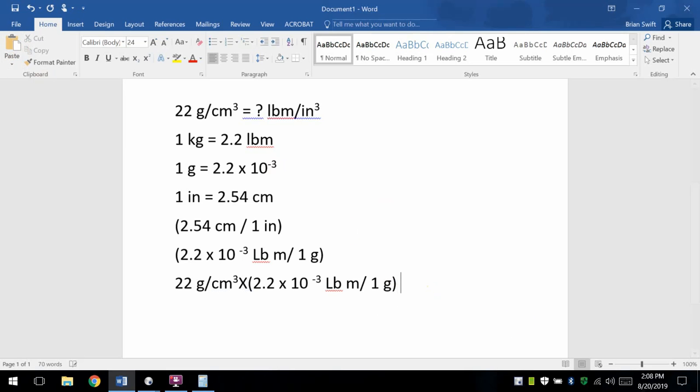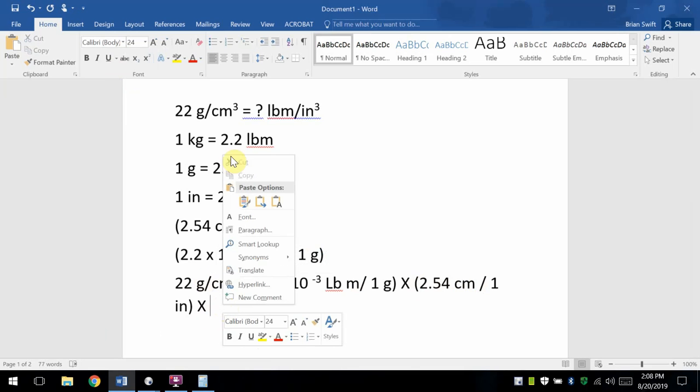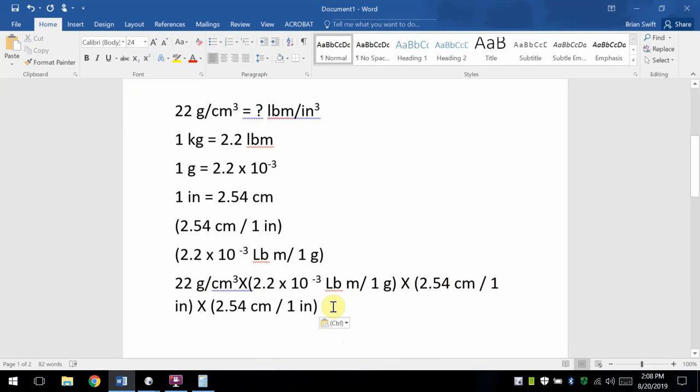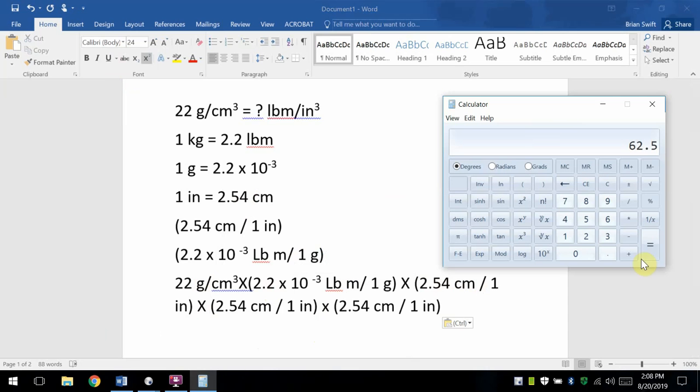And then it's going to be times this one, copy, paste, but times that again, because we have 3 factors of centimeters here that we have to remove. So we've got 1 here in the numerator, we got a second one, and we got a third one. And so we carry out that calculation.